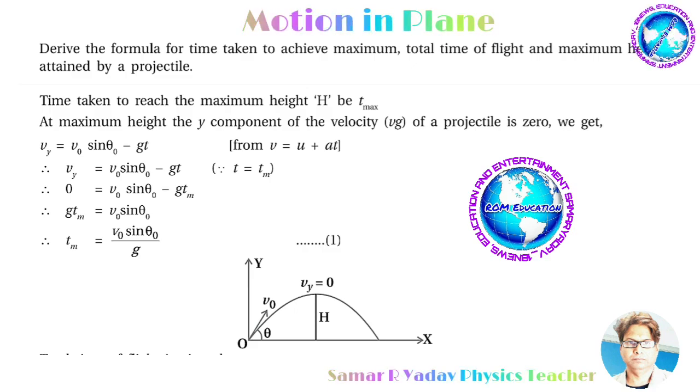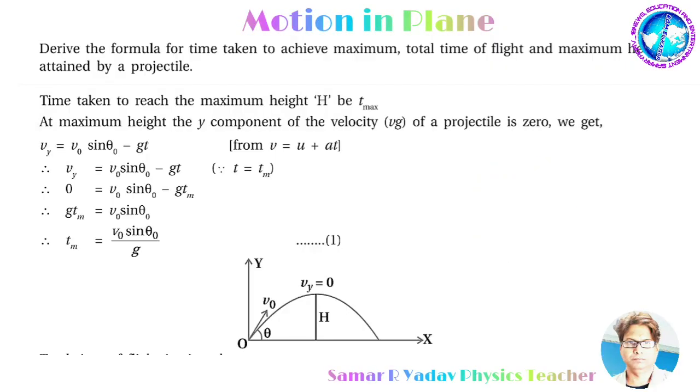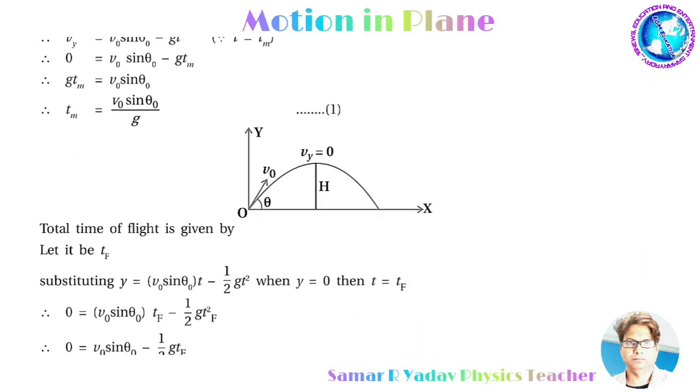At t = Tm, vy = 0, therefore 0 = v0 sin θ0 − g Tm. Therefore g Tm = v0 sin θ0. Therefore Tm, the time for maximum height, is Tm = v0 sin θ0 / g, equation 1. You can see in the figure the initial velocity v0, and at maximum height vy = 0.